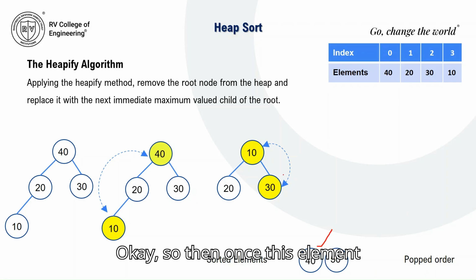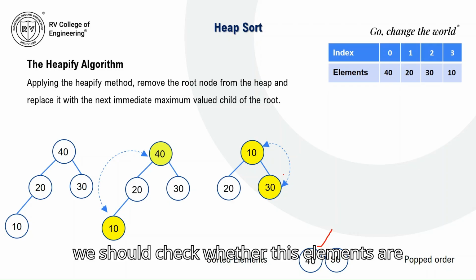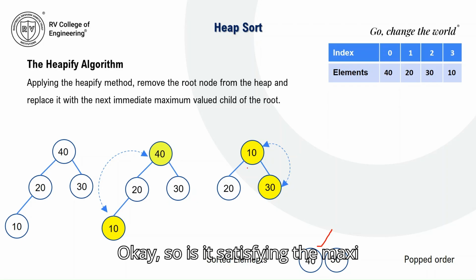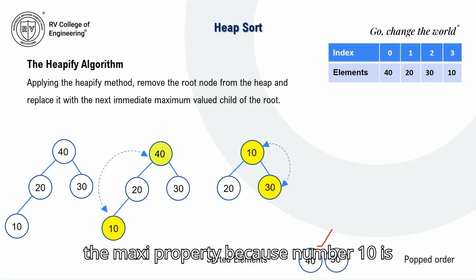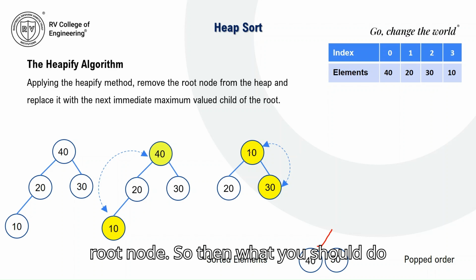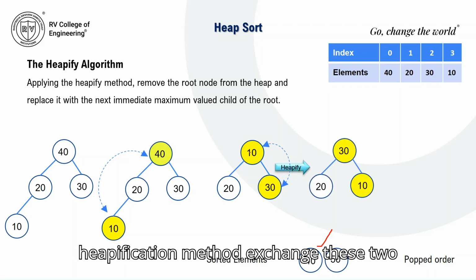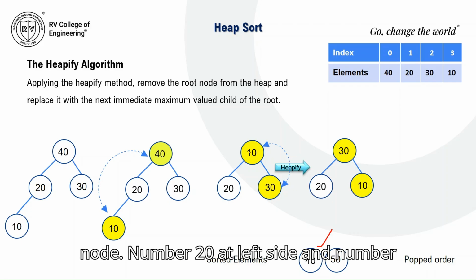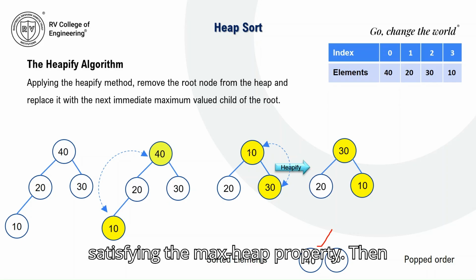Okay. So then once this element got exchanged and stored here, again, we should check whether these elements are satisfying the max property or not. Okay. So is it satisfying the max property? No, this is not going to satisfy the max property because number 10 is stored at the root node. So then what you should do? Again, you just check number 10 and number 30. Again, you call the heapification method, exchange these two elements. Number 30 is stored at the root node, number 20 at the left side, and number 10 is at the right side. Is it satisfying the max property? Yes, this is satisfying the max property.